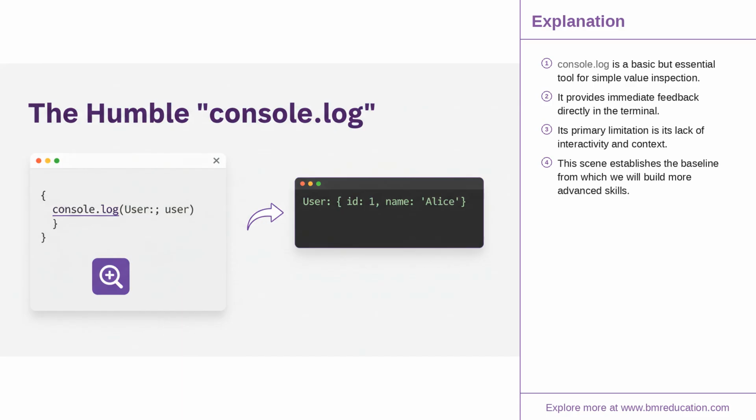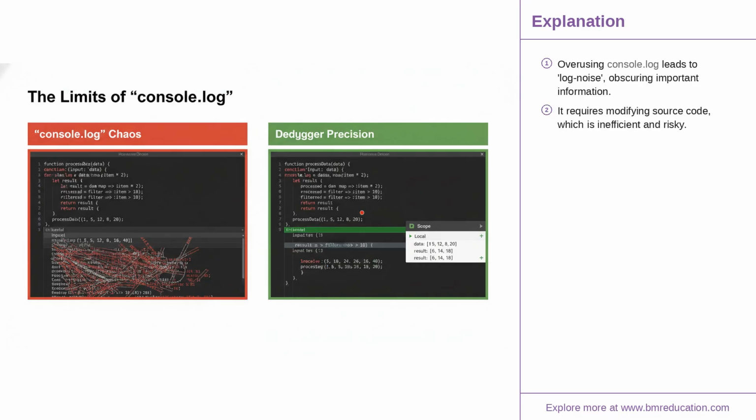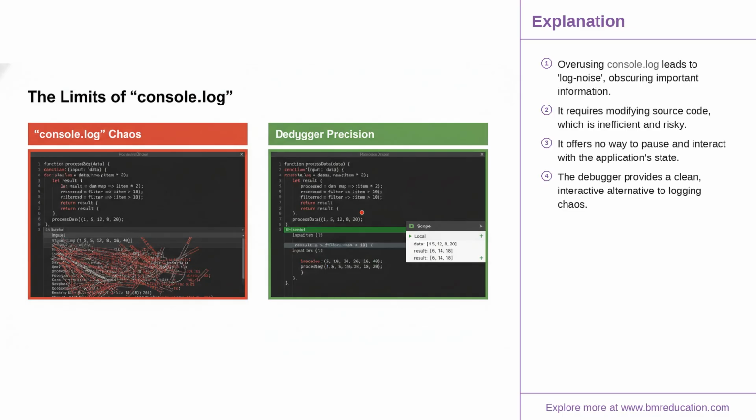Let's examine exactly why. The problem with console.log becomes obvious in a real application. You add one log, then another, and another. Soon, your terminal is flooded with messages, making it nearly impossible to trace the actual flow of data. Worse, you're constantly modifying your source code, adding and removing logs, which is slow, error-prone, and can lead to accidentally committing debug code. This chaos is a clear sign that we need a more powerful tool.